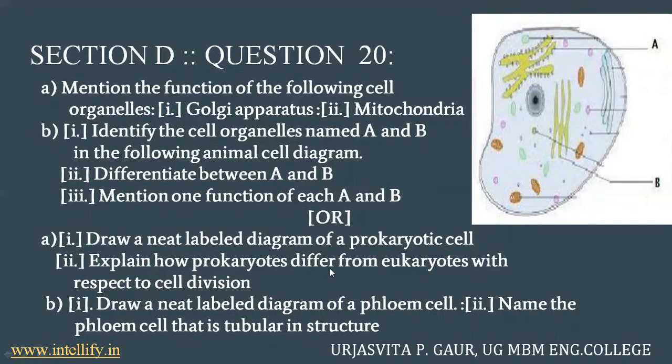And in the second part, we have to draw the diagram of a prokaryotic cell, explain how prokaryotes are different from eukaryotes with respect to cell division, and then draw a neat and labeled diagram of a phloem cell, and then name that phloem cell that is tubular in structure.